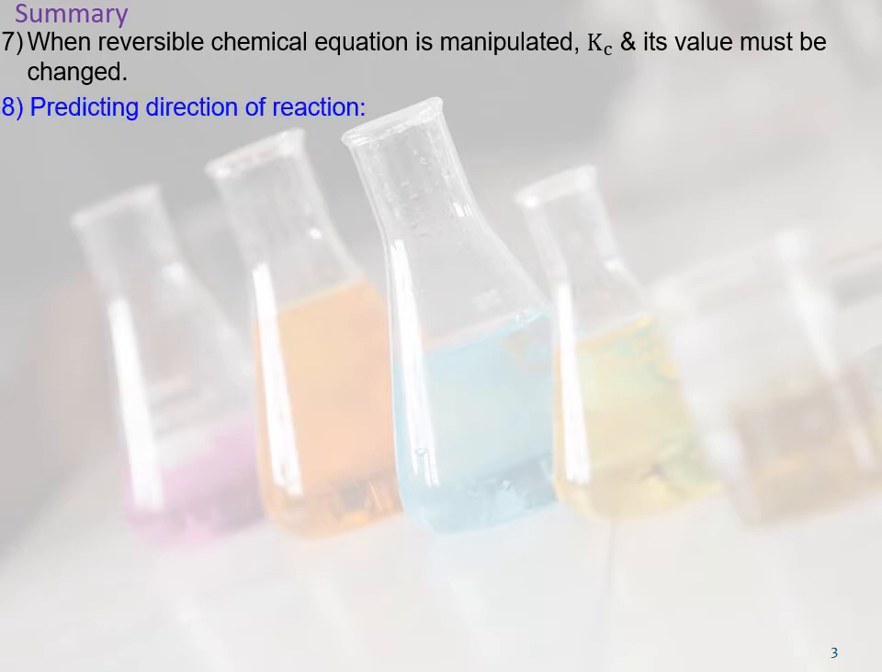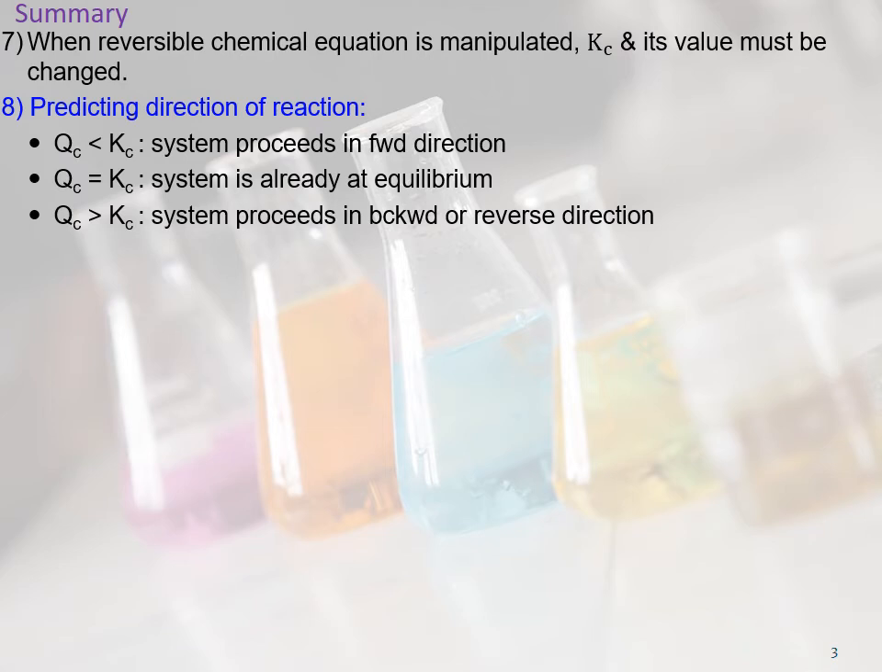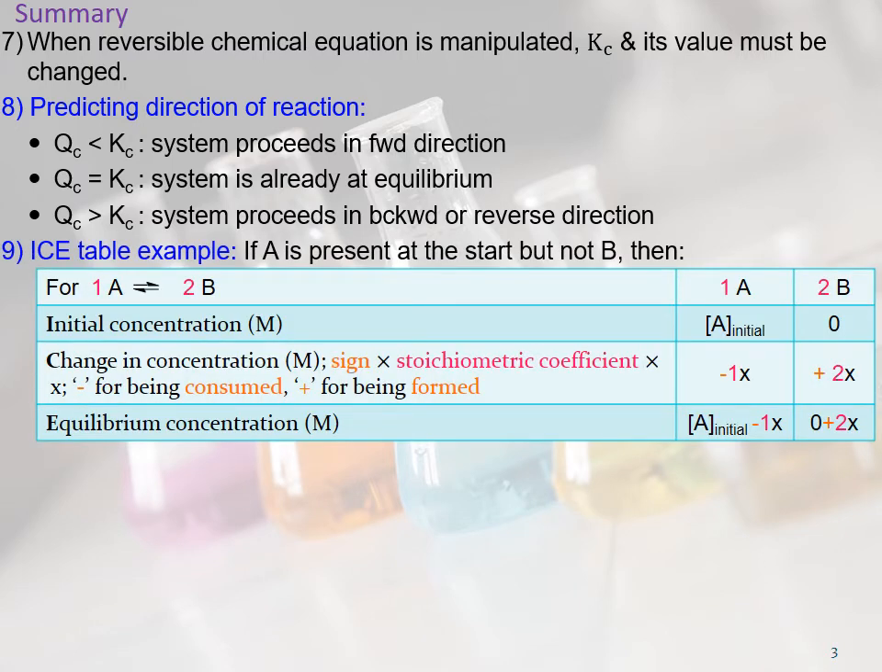Predictions of the direction of a reaction. When Qc is smaller than Kc, the system proceeds in a forward direction. When Qc is equal to Kc, the system is already at equilibrium. When Qc is greater than Kc, the system proceeds in a backward or reverse direction. In an ICE table, I is the initial concentration, C is the change in concentration, while E is the equilibrium concentration. Note that the ICE table uses concentration, not number of moles.